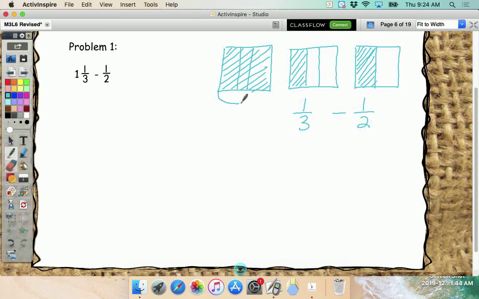So 1 and 1/3, are you with me? How many thirds is that? 4. Who said 4? You're right. Look, I'm going to count. 1, 2, 3, 4 thirds.